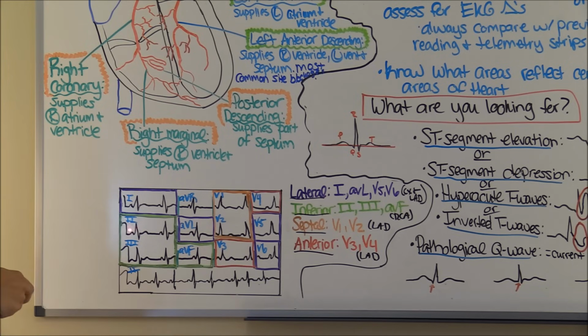Now inferior, this is represented in lead 2, lead 3, and AVF. This is represented in the green.